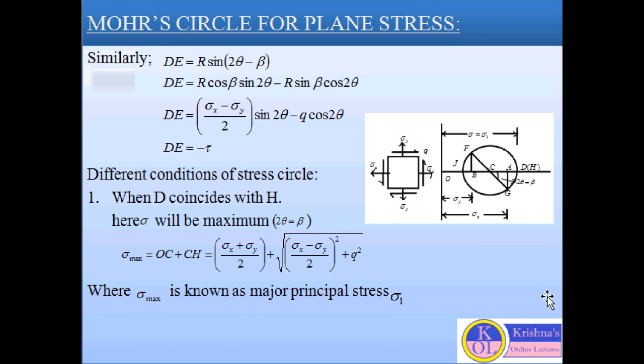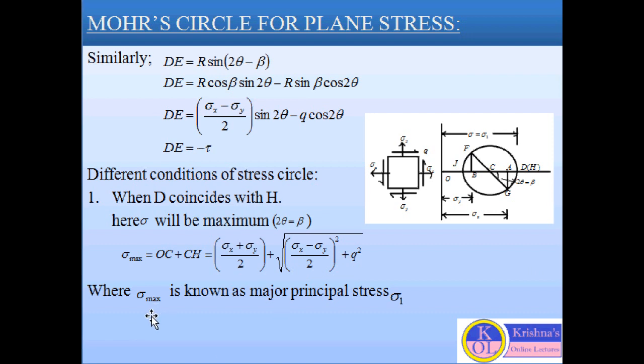The first case is when point D coincides with point H. From this diagram you can see that 2 theta will be beta. Here the normal stress sigma will be maximum, so sigma will be sigma max, equal to OC plus CH. This is represented by the equation (sigma x plus sigma y) by 2 plus the square root of ((sigma x minus sigma y) by 2) whole squared plus Q squared, where CH represents the radius.